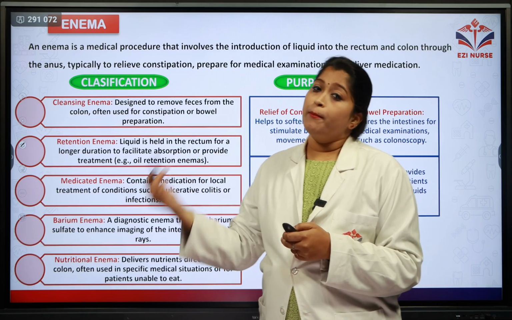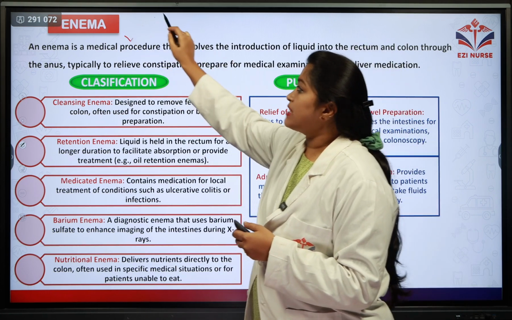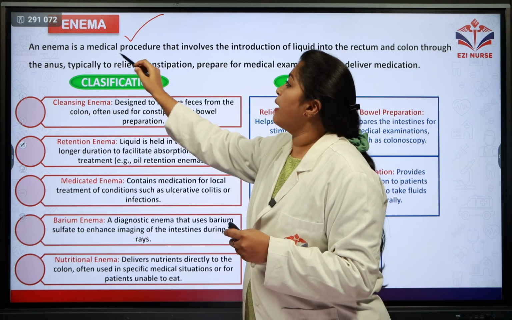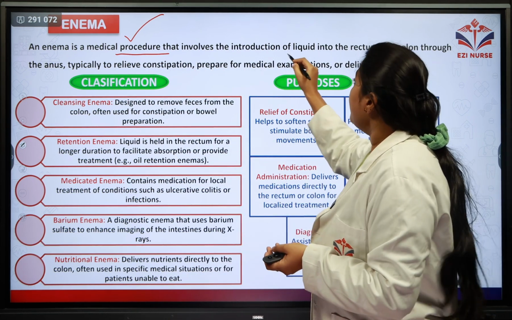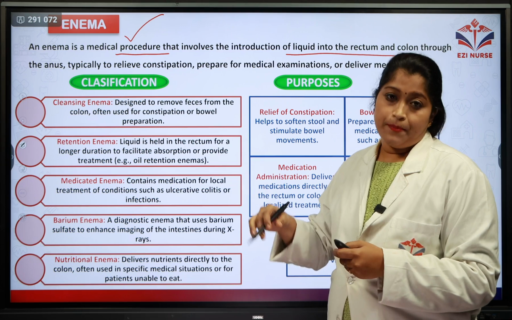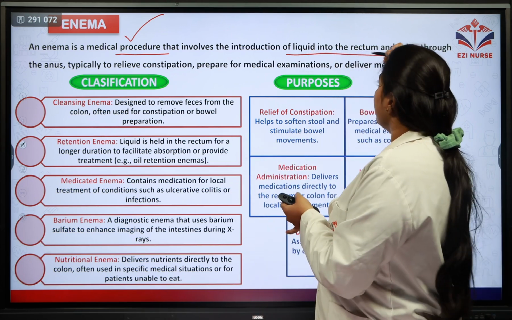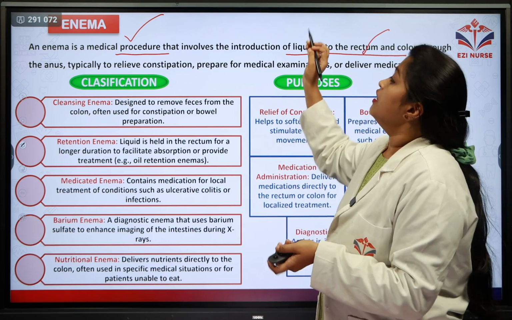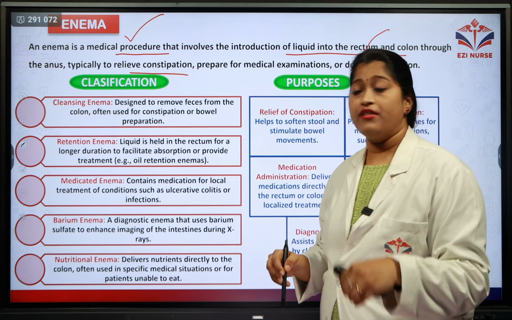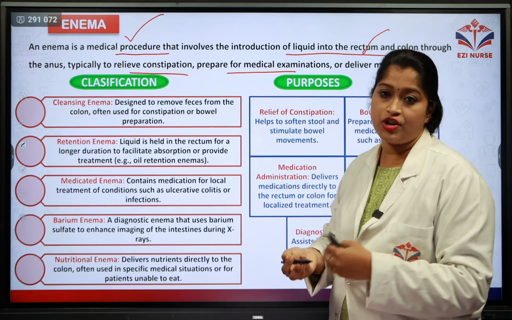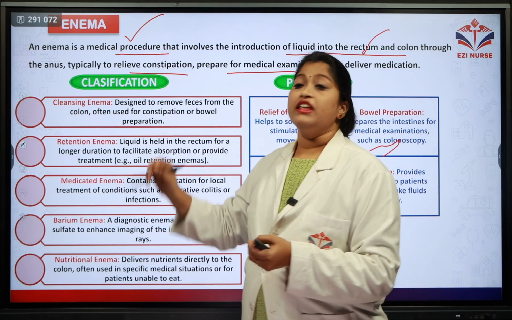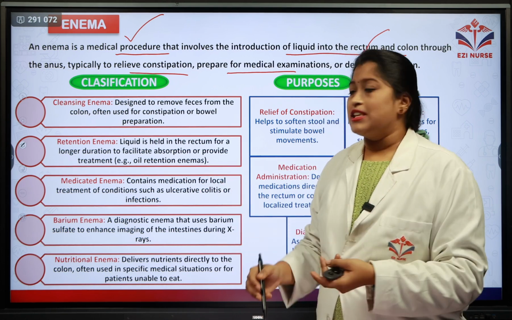Next, let's move on to our next important question, that is, what is an enema? What are the classification and the purposes of an enema? An enema is a medical procedure that involves the introduction of liquid into the rectum as well as the colon through the anus. It might be to the colon or to the rectum region. We are introducing the liquids, typically to relieve constipation, prepare for medical examinations, or also to deliver medications to that area. Let's move on to the classification.